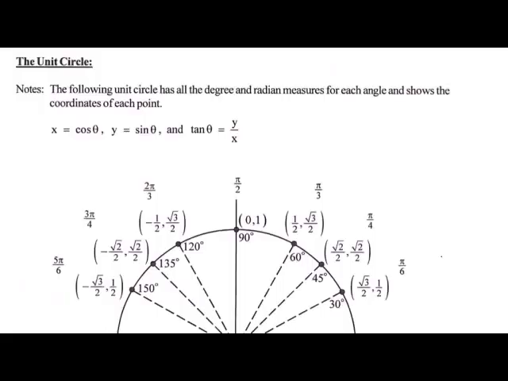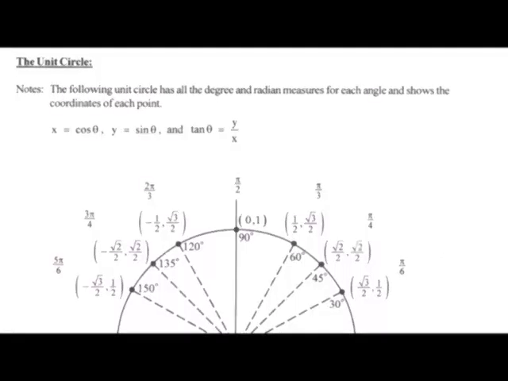Now below, the following unit circle has all the degrees and radian measures for each angle and shows the coordinates for each point. If you remember from the previous sections, x is the cosine of theta, y is the sine of theta, and tangent is y over x. So now, like we did before with degrees, we can also find different trig functions or solve them using the unit circle with radians. So you're going to have to flip back and forth to this page looking at the unit circle for the next examples that we look at.